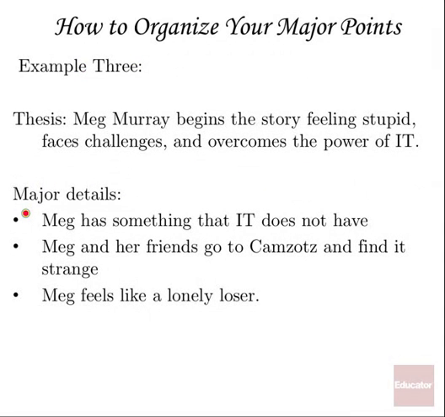Here's another example. This one's really easy. Thesis: Meg Murray begins a story feeling stupid, faces challenges, and overcomes the power of it. This is A Wrinkle in Time, everybody. And so far, you can probably guess how these major supporting details are going to be ordered. Meg has something it does not have. I'm not ruining the ending for you, but you'll find out.